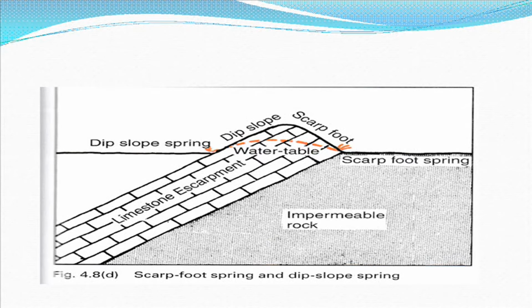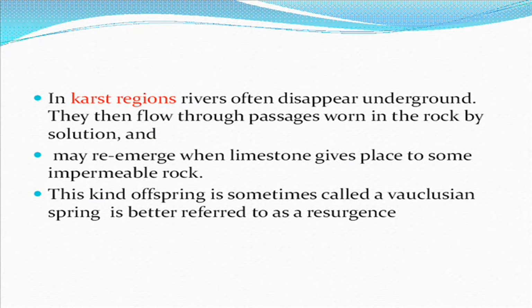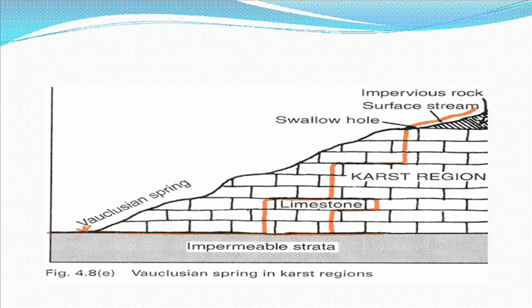Vauclusian spring. In karst regions, rivers often disappear underground. They flow through passages worn in the rock by solution and may re-emerge when limestone gives way to impermeable rock. This kind of spring is sometimes called a Vauclusian spring, better referred to as a resurgence. Limestone lies between the impermeable strata. Water penetrates easily into limestone because water dissolves the limestone readily.